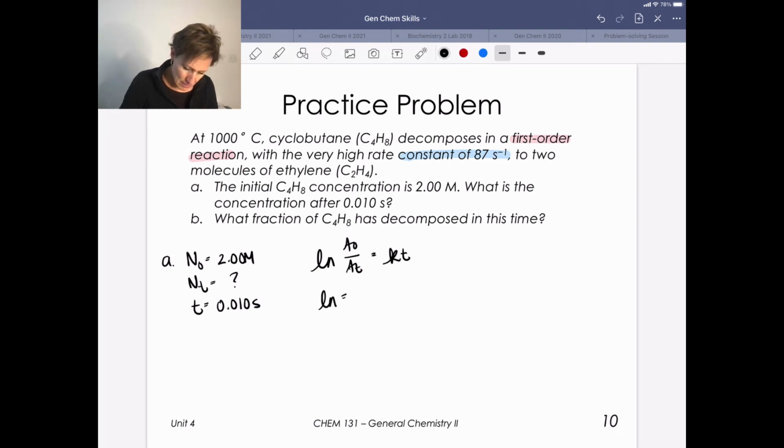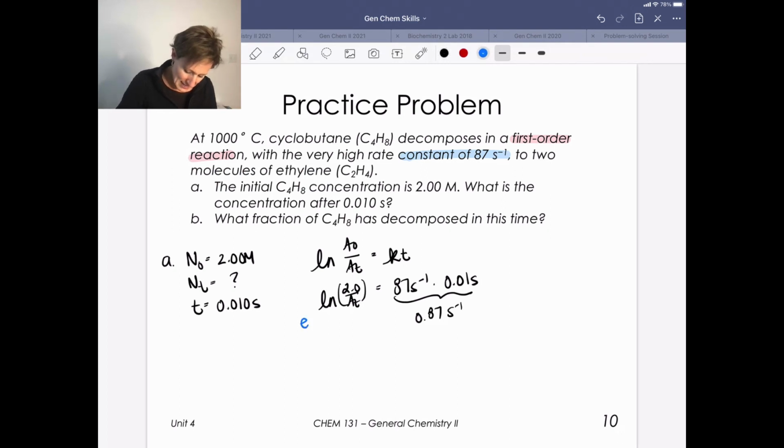We're going to put in the pieces that we have here. So ln of 2 over A sub t equals 87 seconds to the minus 1, and then we multiply that by 0.01 seconds. Remember, an important thing is making sure that we've got units that match. If the rate constant was not given in reciprocal seconds, or was in minutes or something like that, then we need to do a little unit conversion to get everybody into the right units. This is going to be equal to 0.87.